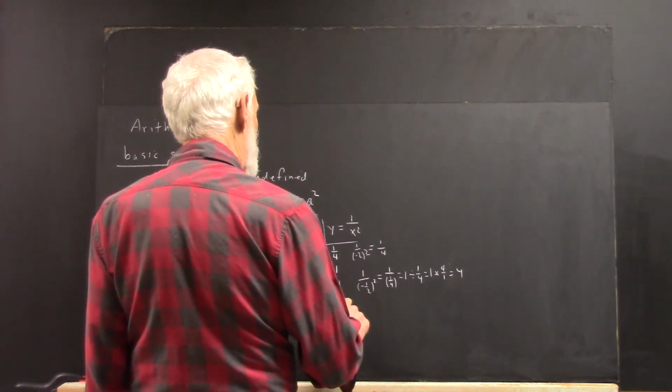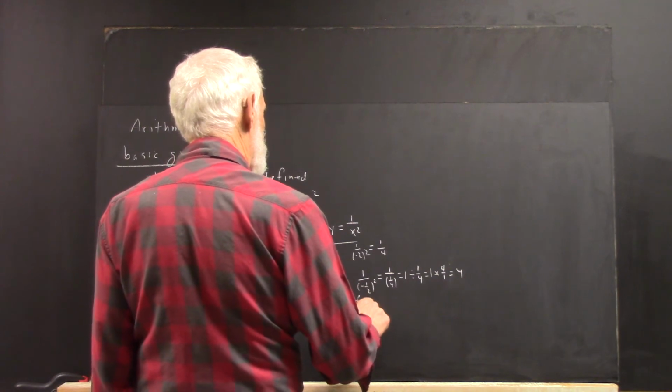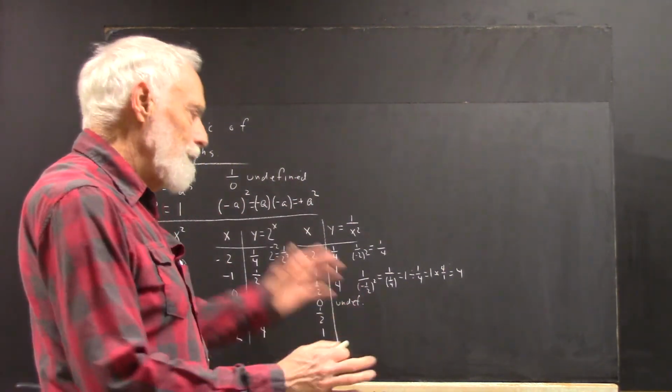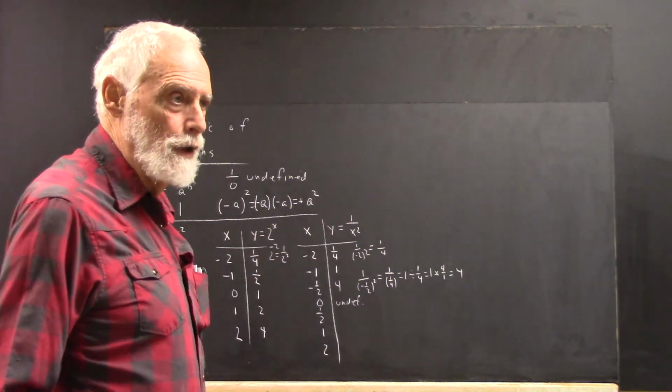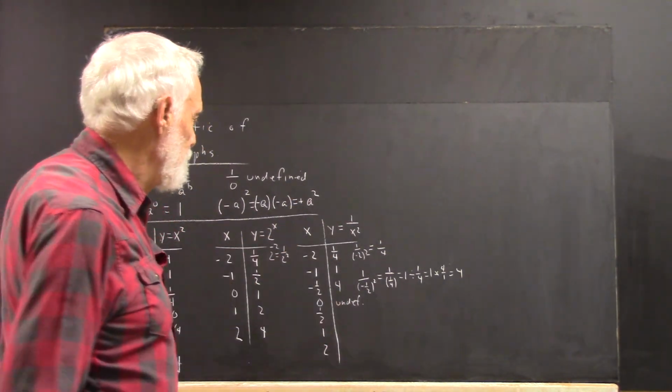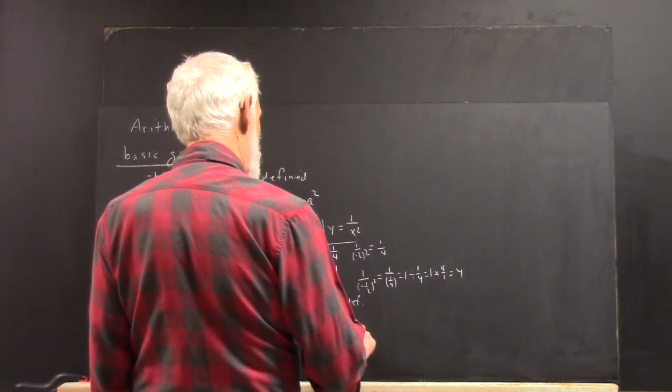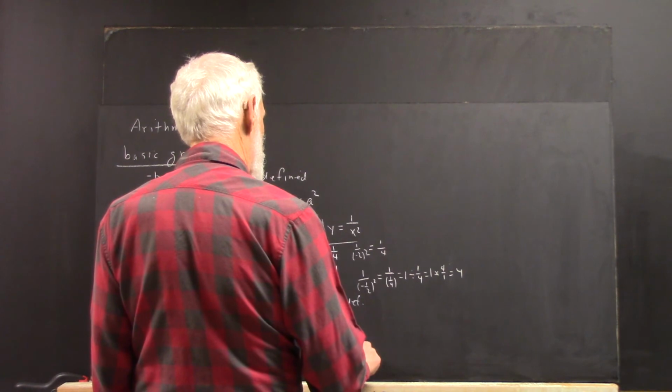This is undefined, and too many people have written this down as 0. And that throws the graph off, throws your whole conception of this function off if you think that this is 0. Okay? Then we have 4, 1, 1/4.